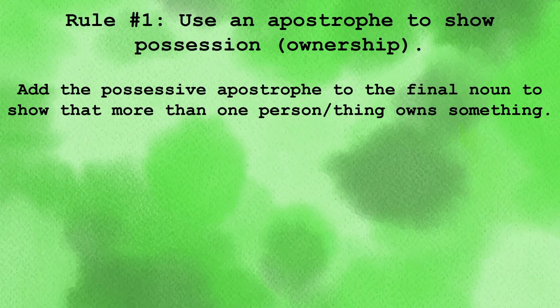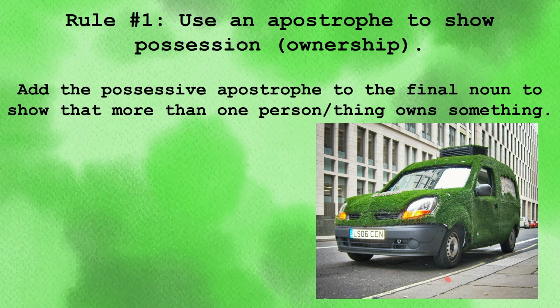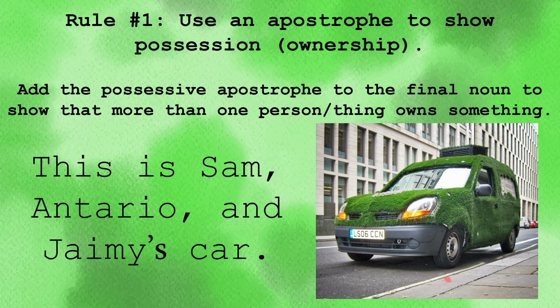If more than one noun owns a thing, then you need that possessive apostrophe on the last noun. Let me show you an example of that. If Sam, Antario, and Jamie all put their money together to buy this car, it's Sam, Antario, and Jamie's car. Jamie apostrophe S. They all own this car together.